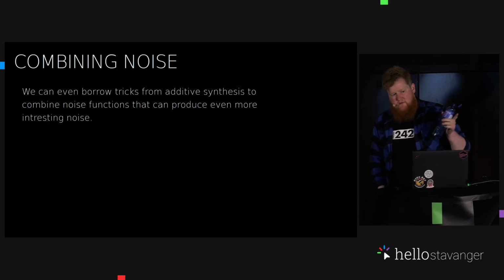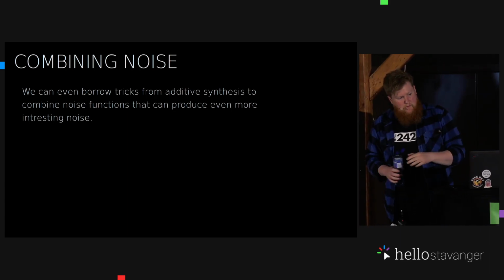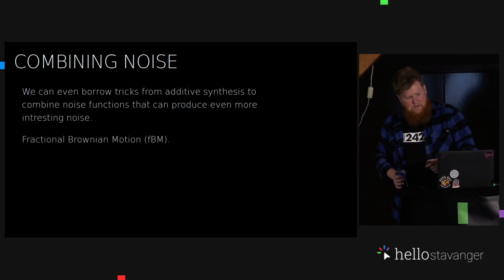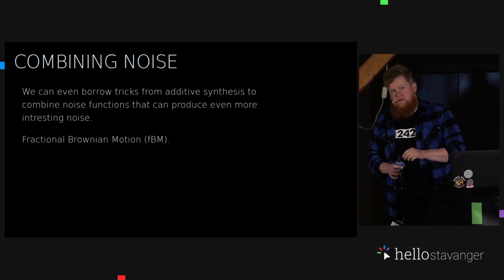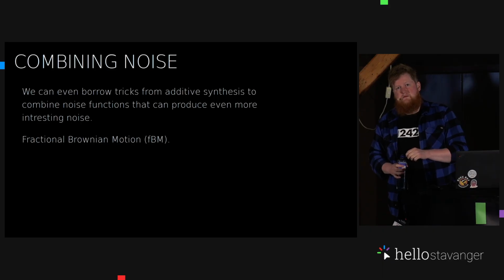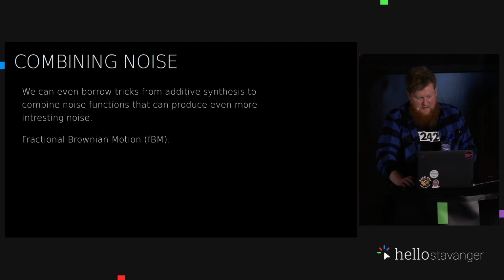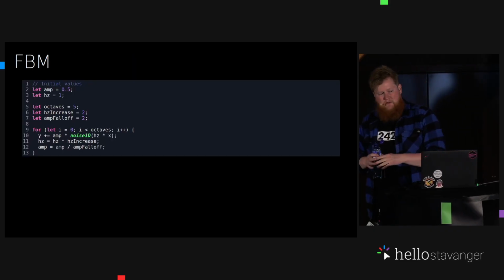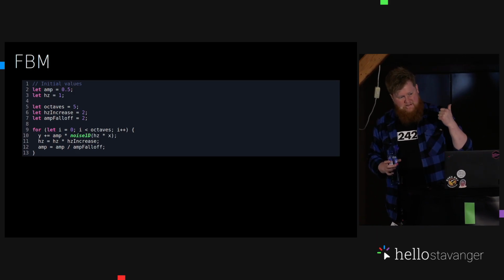So we can borrow some tricks from additive synthesis that we knew about from the sine wave experiment, and we can combine those noise functions and produce even more interesting noise. This is often called fractional Brownian motion, and Brownian motion is a sort of randomness observed in cells that some guy in the late 1800s observed in the microscope or something like that. Anyways, the way you construct a fractional Brownian motion is by using code kind of like this.